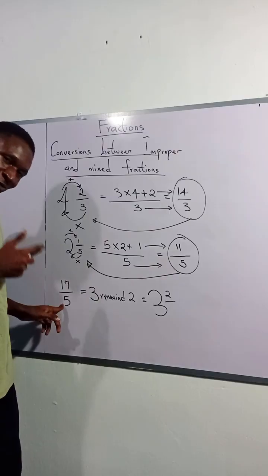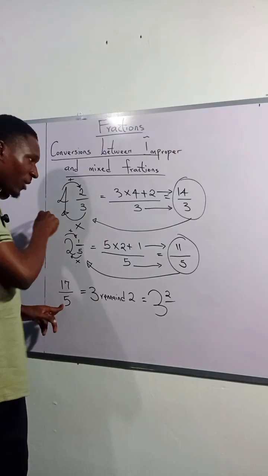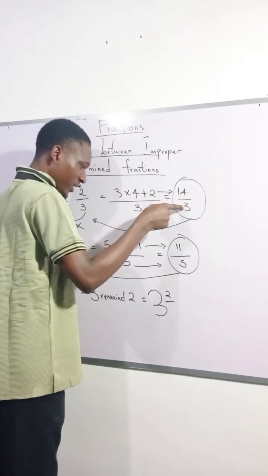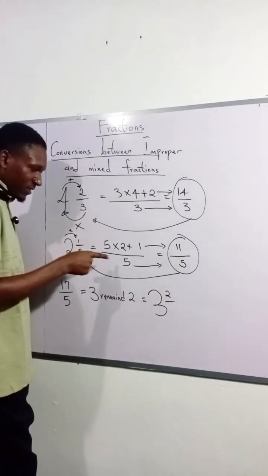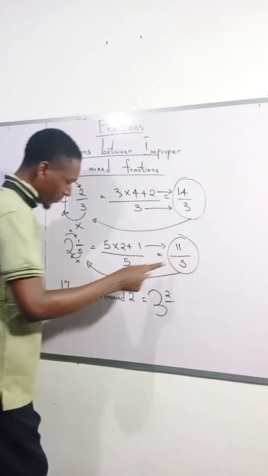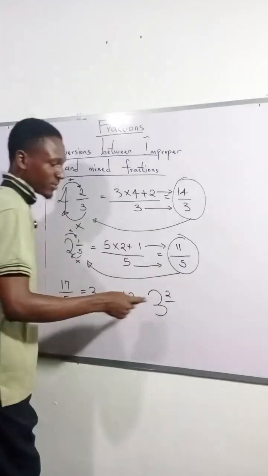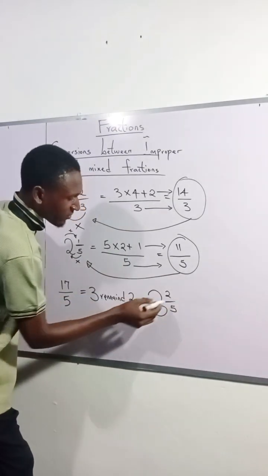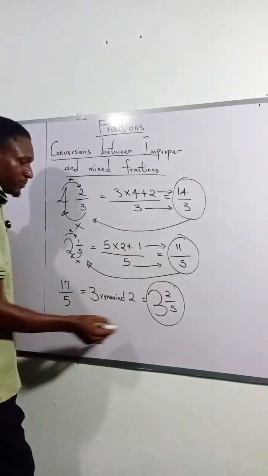The denominator you had before, the denominator will never change when you are converting. You can see it was 3 here, it's still 3 here, and it's still 3 here. It was 5 here, it's still 5 here, and it's still 5 here. The same thing, 5 here, it will still be 5 here. It will be 2 out of 5. You see, we have converted it to what? Mixed fraction.